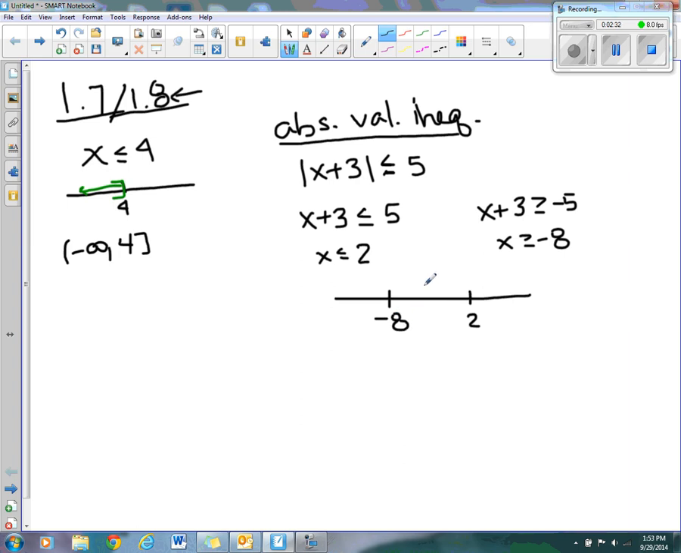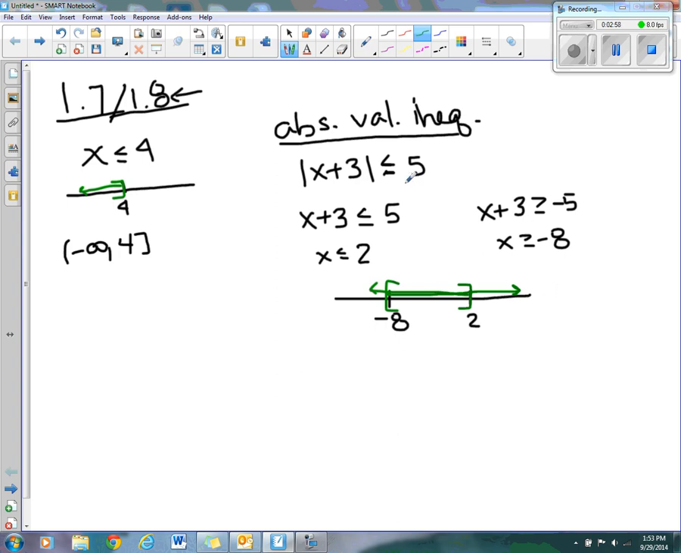We're going to graph both solution sets on the same number line. And so if we need to be less than or equal to 2, I'm including the number 2. Less than means go to the left. Now if I'm greater than or equal to negative 8, greater than goes to the right. Also because it's or equal to, we're going to put a square bracket there.